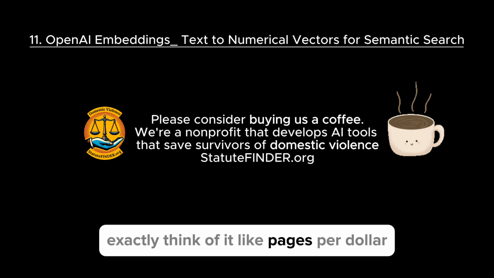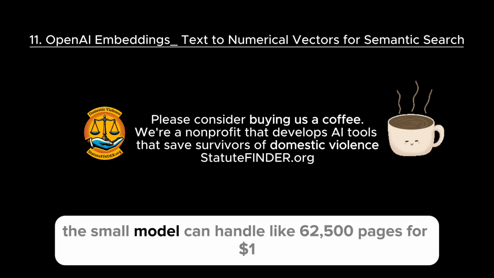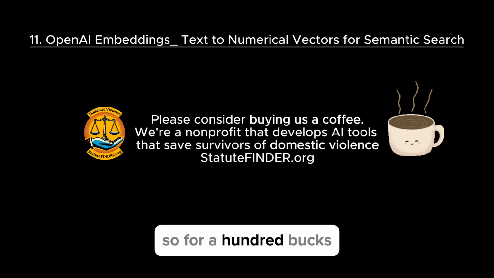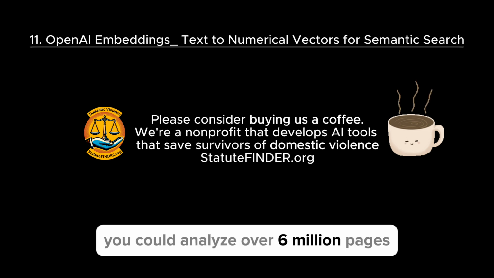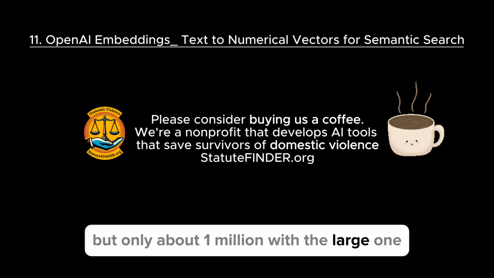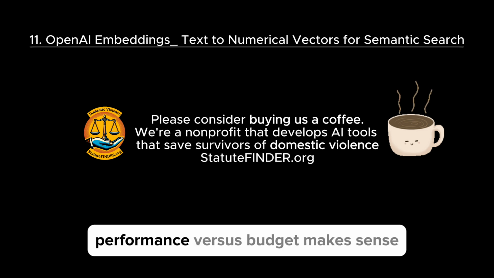Exactly. Think of it like pages per dollar. The small model can handle like 62,500 pages for $1, while the large one is closer to 9,615. So for $100, you could analyze over 6 million pages with a small model. That's right, but only about 1 million with the large one. So it's a balancing act, performance versus budget.